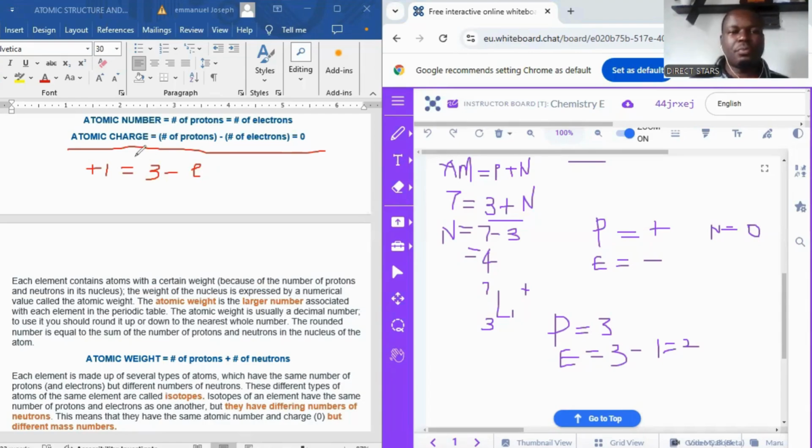So when you do the math, you discover that the electrons become 3 minus 1, which eventually will give you 2 electrons. So that is how to solve problems like this.